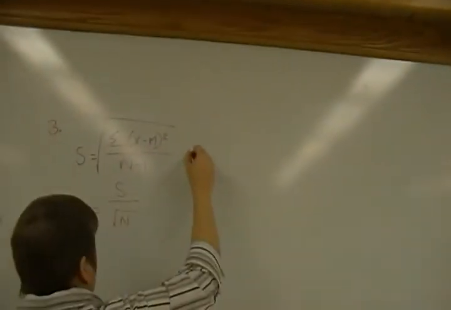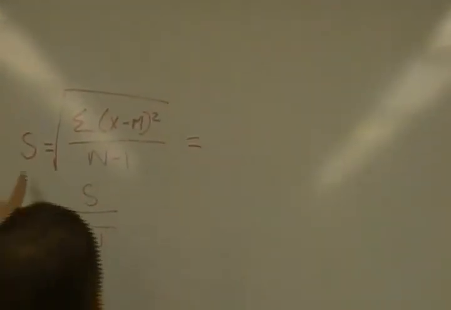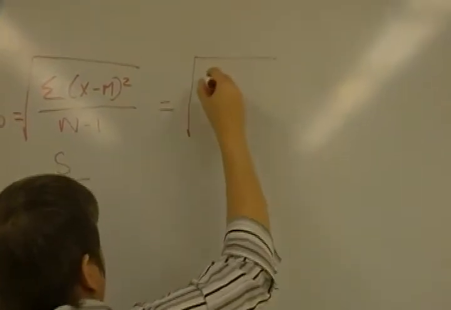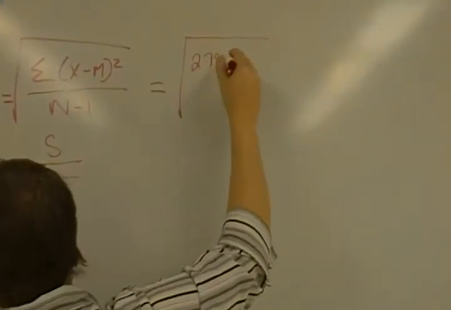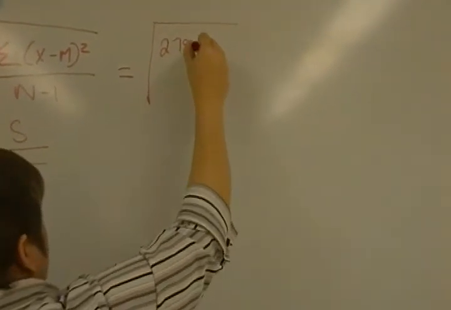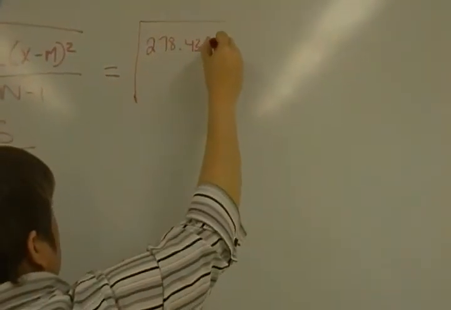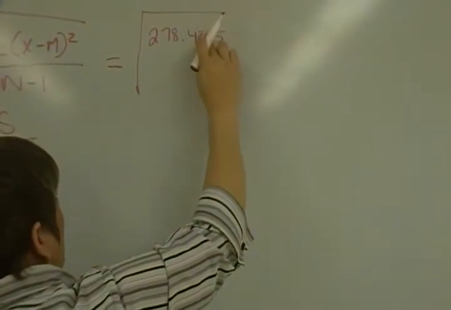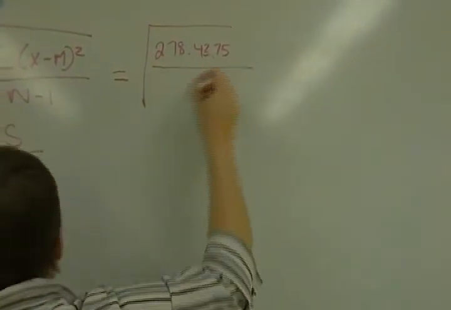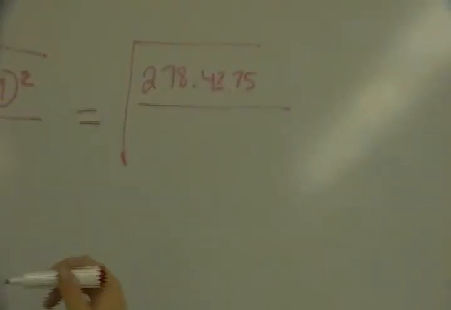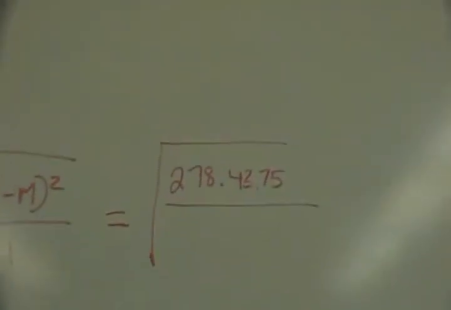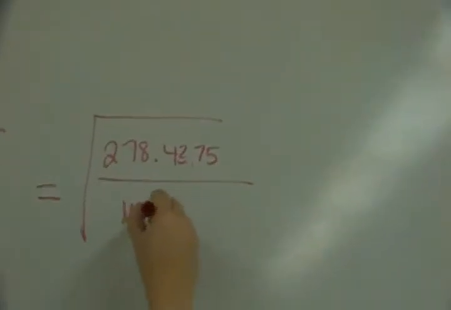So here we go. Our unbiased estimate of the population standard deviation is going to be equal to our sum of squares, 278.4375, divided by n minus 1. Our n was 16, okay? And I guess I should have put that over here in our original information in the problem. N is 16. So divided by 16 minus 1.